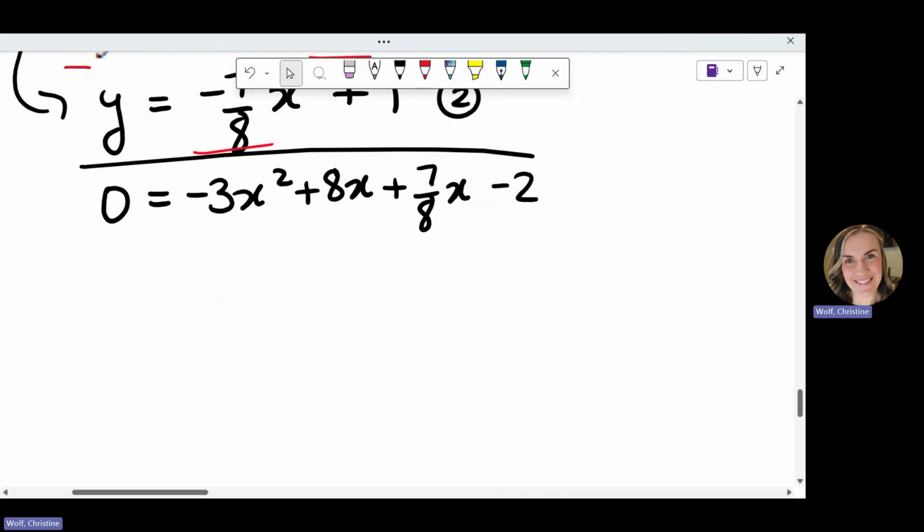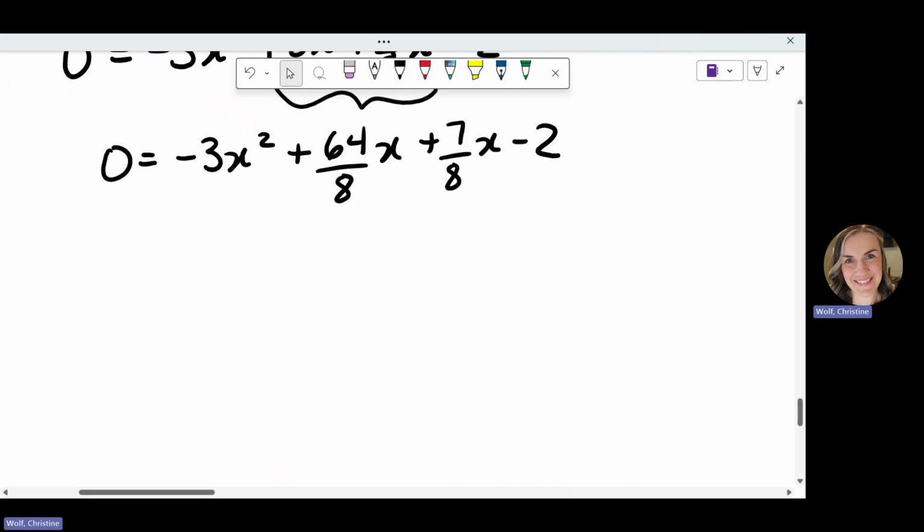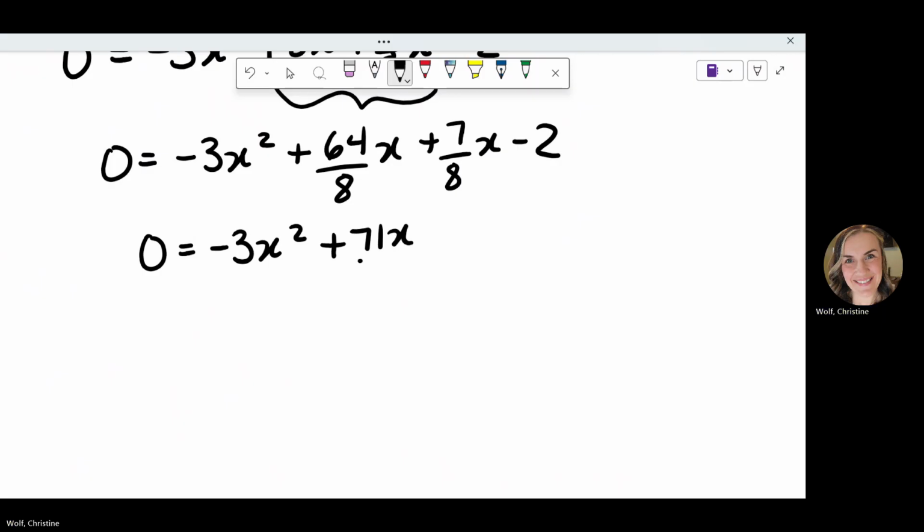Okay, so before I can figure out if I can factor this or not, I have to simplify these. I want it to be a trinomial. So this is over 1. I'm going to go times 8 times 8. So I actually have negative 3x squared and then a positive 64 over 8x plus 7 over 8x minus 2. Now I can add those. 64 plus 7 is 71 minus 2. Okay, so here we are.